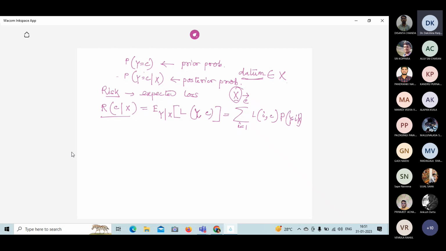So in place of this representation, E Y given X of L of Y comma C, we get the summation over the loss function. The loss function is represented by L of I comma C, which is multiplied with this conditional probability, or we can say the posterior probability that we obtained in the Bayes classifier.